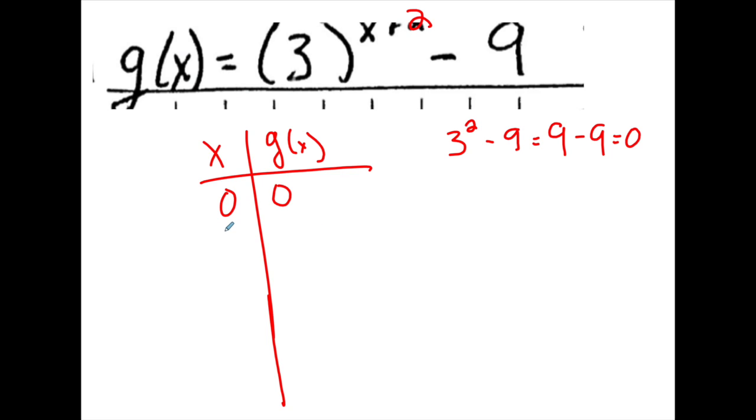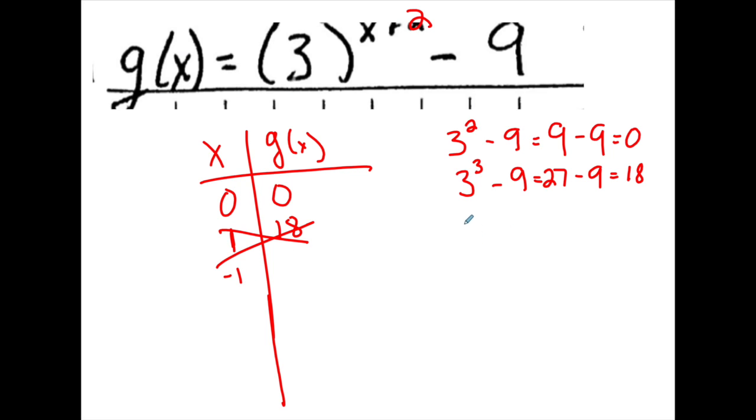So let's try, I don't know, 1. 1 plus 2 is 3. So what we want is 3 cubed minus 9. Uh-oh. 3 times 3 times 3 is 27. 27 minus 9 is 18. So bad news, we are not going to really be going any further. In fact, I don't even want to graph this. I'm going to go with negative 1.